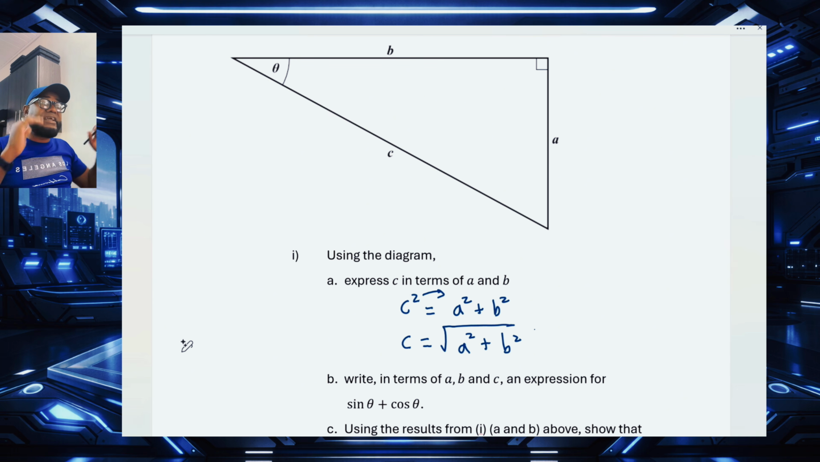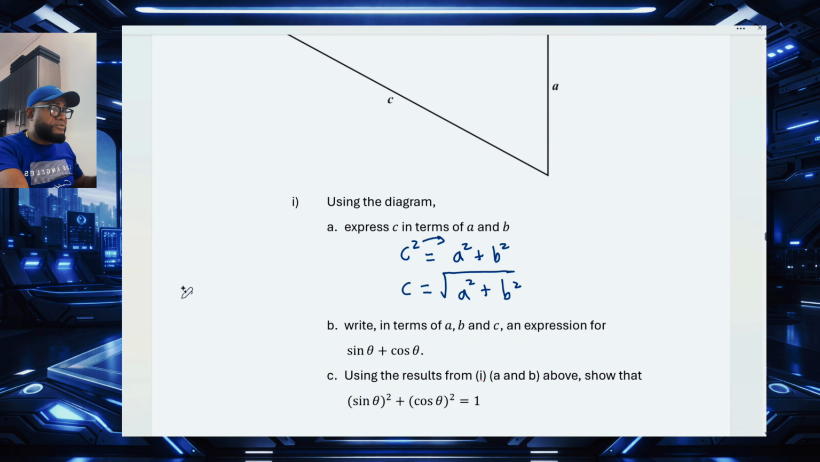C is the subject. If they say to express C, you cannot leave it as C squared is equal to A squared plus B squared. You won't get a mark. Express C means they want you to make C the subject, right?